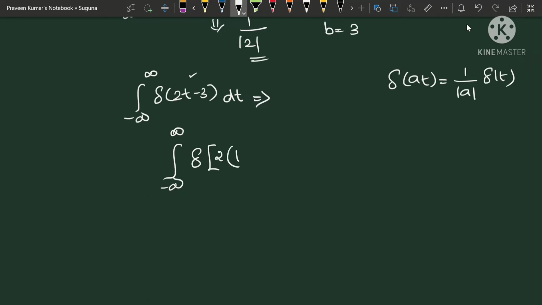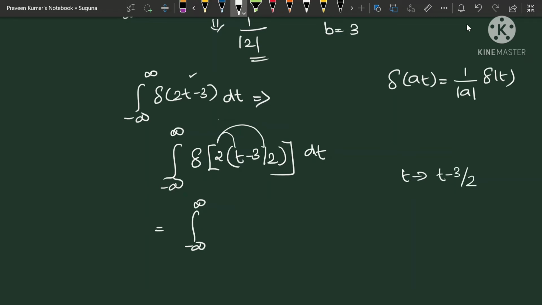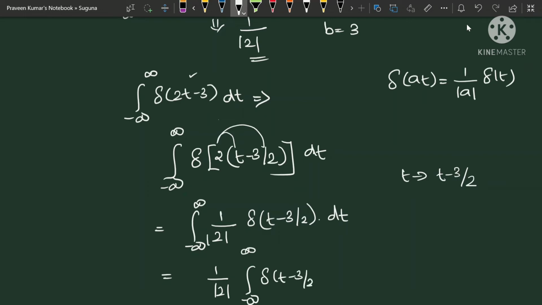So 2 into t minus 3 by 2, right? So 2 into t, 2t. So 2 into 3 by 2 becomes 3, okay? dt. So this becomes integration minus infinity to plus infinity del of a into t, right? In place of t, what is there? t minus 3 by 2 is there, that's all. So what will come? 1 by modulus of 2 del of t minus 3 by 2 into dt. What is this? 1 by modulus of 2 is a constant. Take this outside. Integration minus infinity to plus infinity del of t minus 3 by 2 into dt.